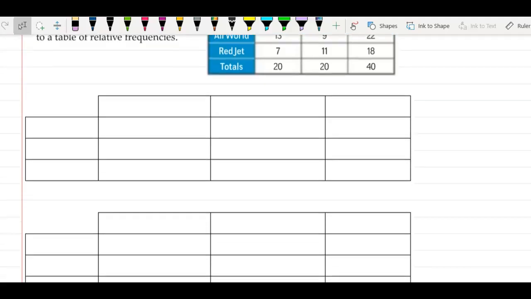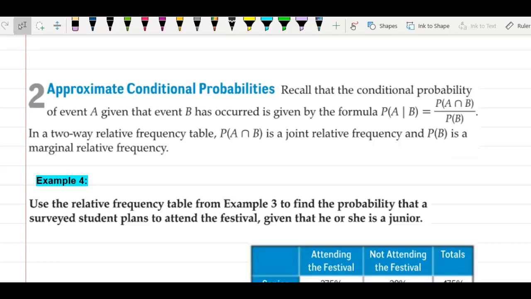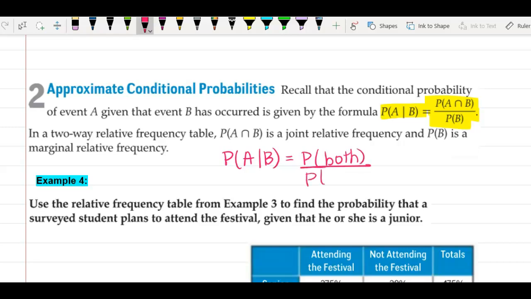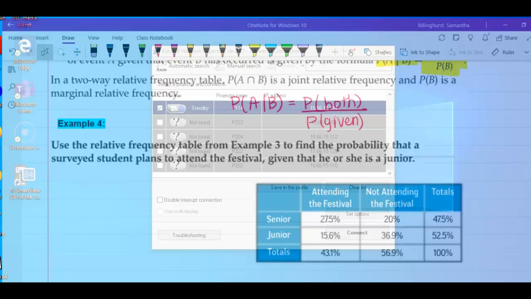So we're going to tie this back into conditional probability. Remember, conditional probability is the probability of something given that something else already happened. If I said A given B, I would want the probability that both things are happening over the probability of the given. This is coming from part 1 that we hopefully did earlier.